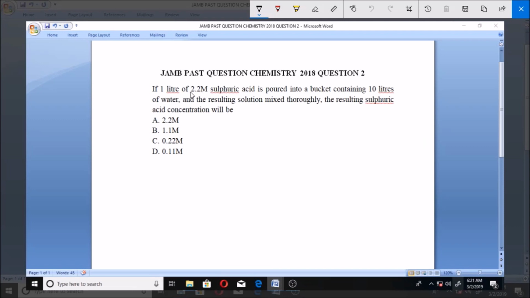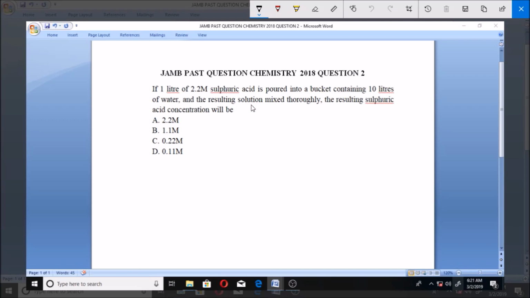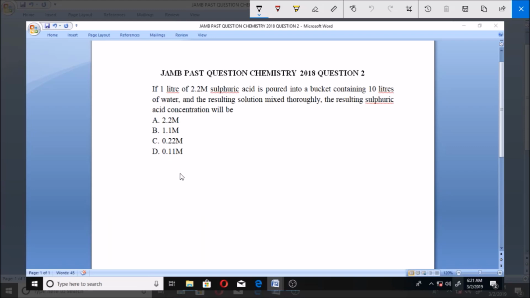If 1 liter of 2.2 molar sulfuric acid is poured into a bucket containing 10 liters of water and the resulting solution mixed thoroughly, the resulting sulfuric acid concentration will be: A. 2.2 M, B. 1.1 M, C. 0.22 M, D. 0.11 M.